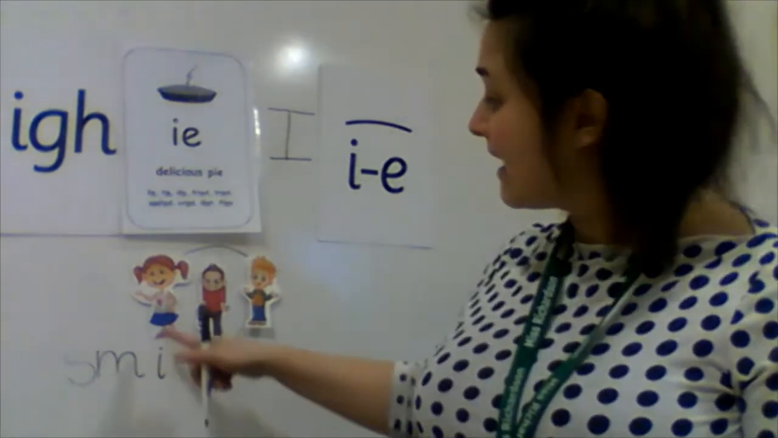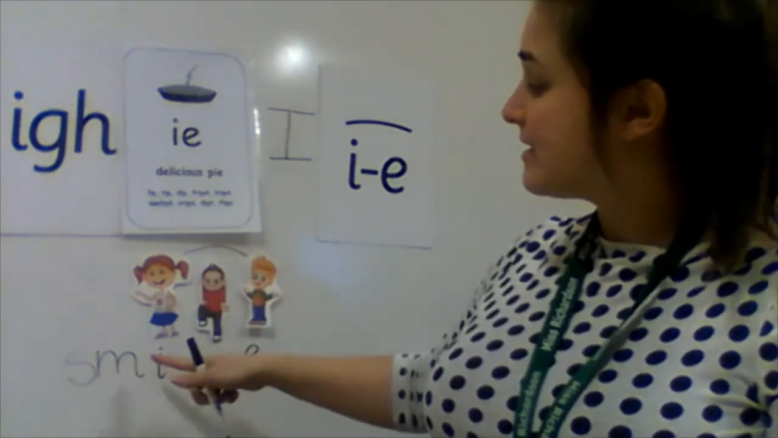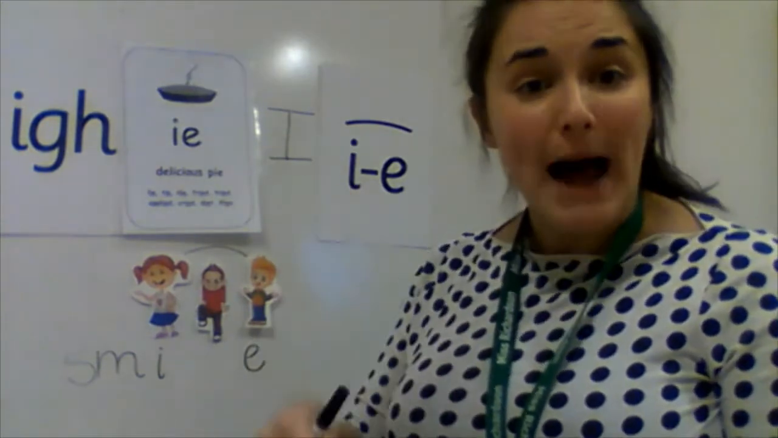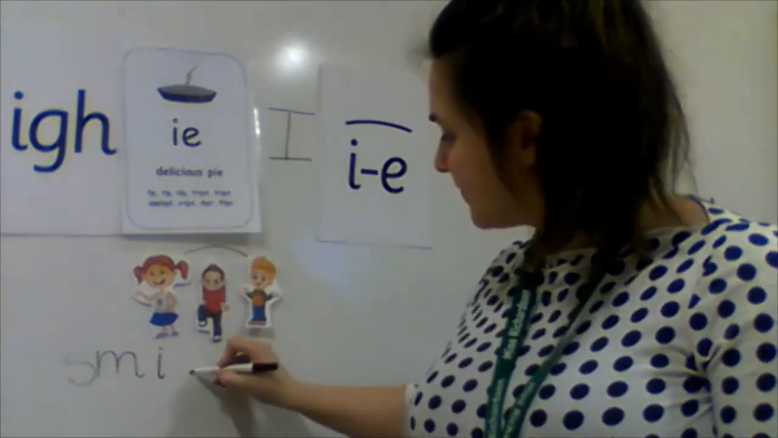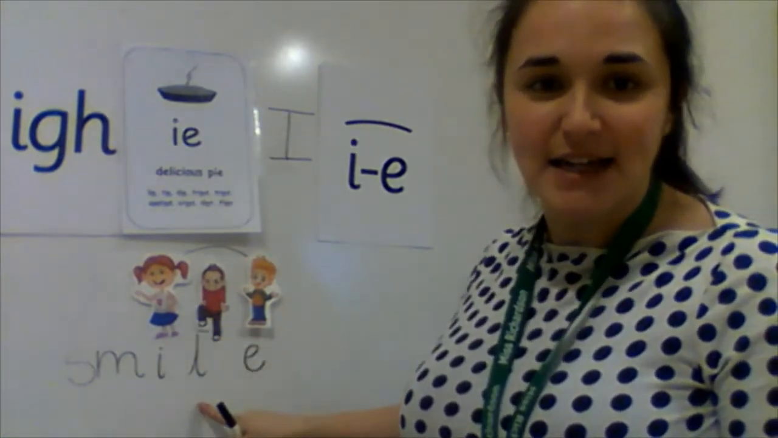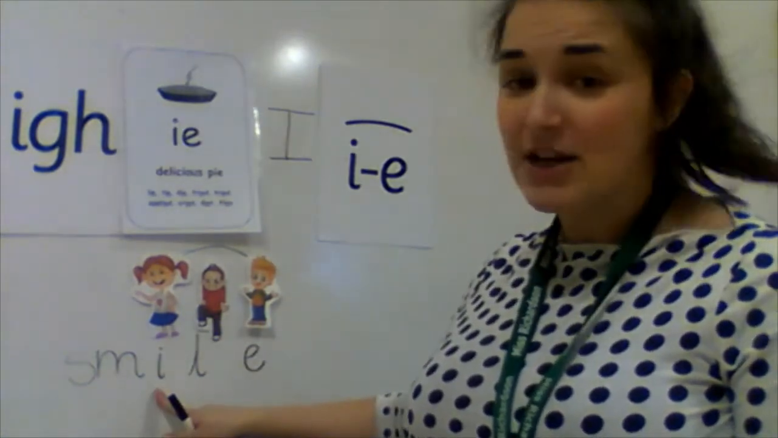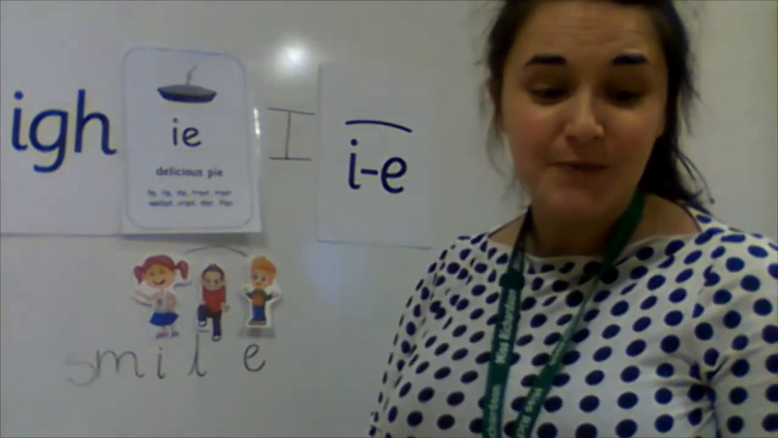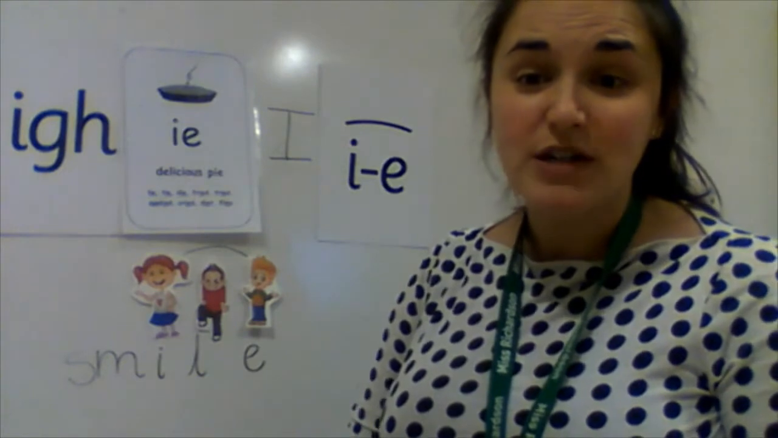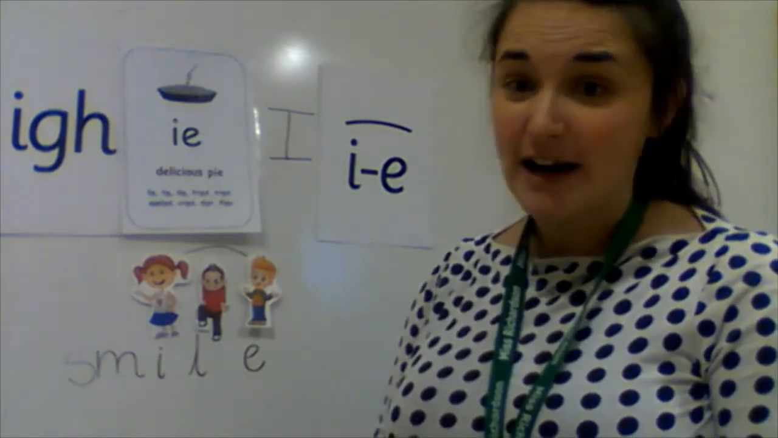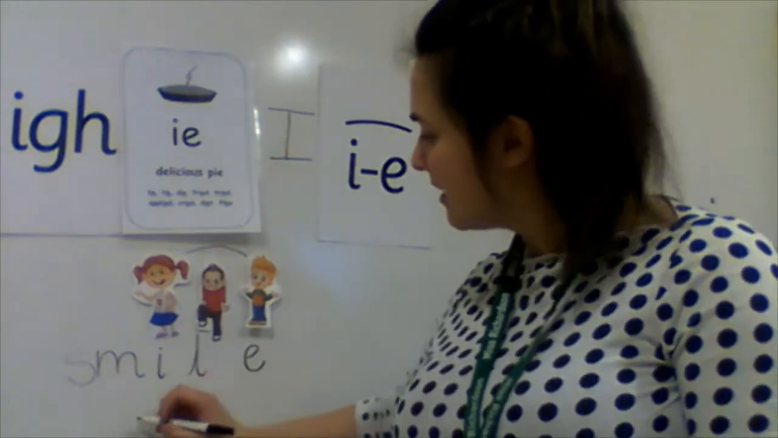I. Here's my split digraph. I. Ooh. I have to come back to the sound in the middle. And you can see that this naughty letter, the ooh, is splitting up the I and the e. It's wriggling in the middle. It's the same if I wanted to write the word ride. I went for a ride on a tractor. Ride.